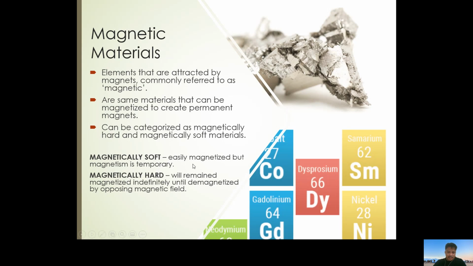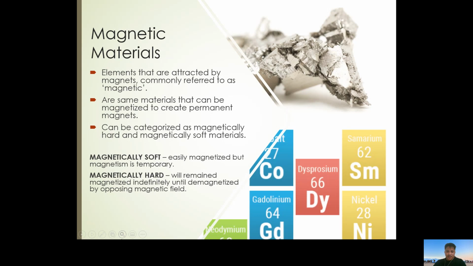Magnetically soft is easily magnetized, but the magnetism is temporary. For an example of magnetically soft, we rub a permanent magnet along a nail or a screwdriver. This is just an explanation of an experiment on magnetically soft materials. As we rub the permanent magnet on the nail, it becomes temporarily magnetized and will emit its own weak magnetic field. This is because a large number of its iron atoms are temporarily aligned in the same direction by the external magnetic field.